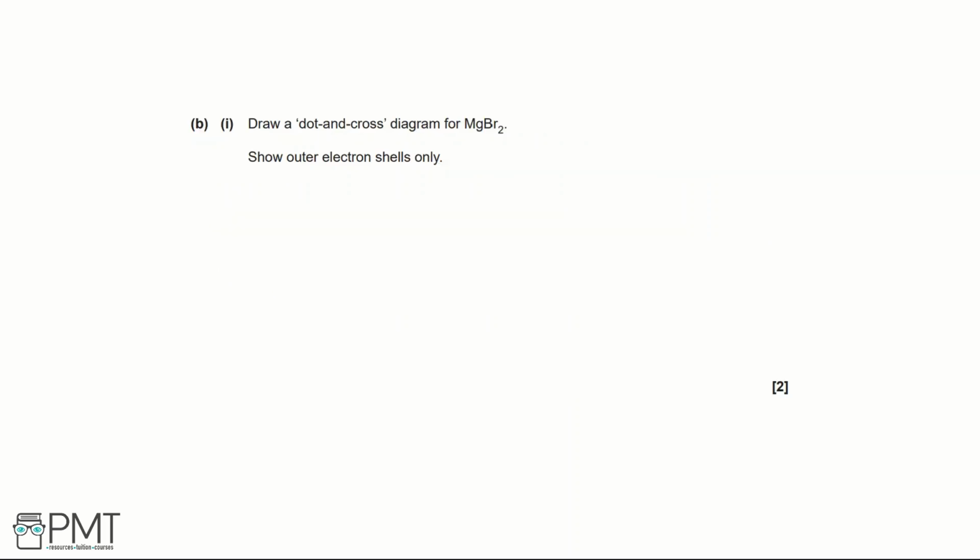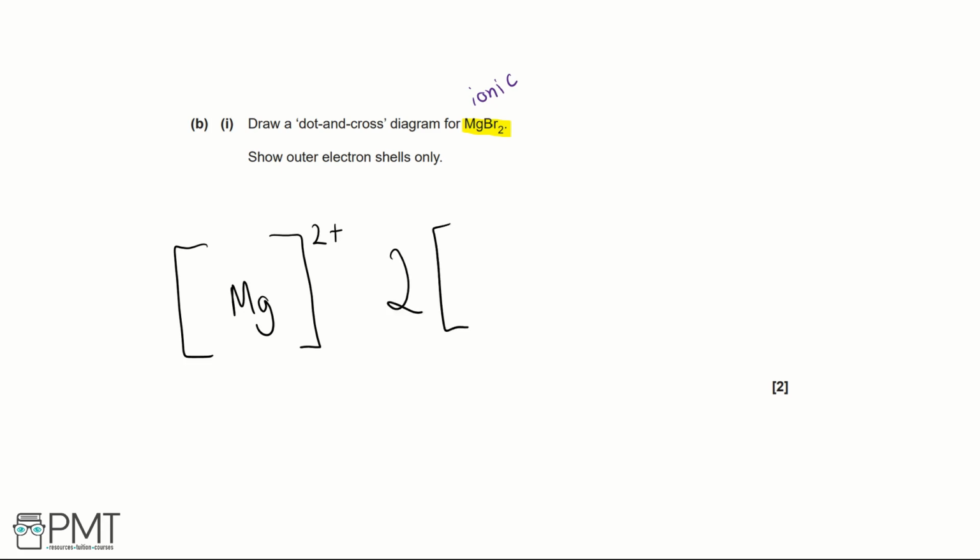Part B, Part 1. Draw a dot and cross diagram for MgBr2. Show outer electrons only. So magnesium bromide is ionically bonded. So we need to draw an ionic bonding diagram that's dot and cross. So if we start by drawing magnesium, magnesium will have an empty outer shell and a 2+ charge, because it's going to be lending 2 electrons to bromine. But we have 2 bromines, so each one gets 1 electron from magnesium, and then we complete its outer shell with its existing 7 electrons.